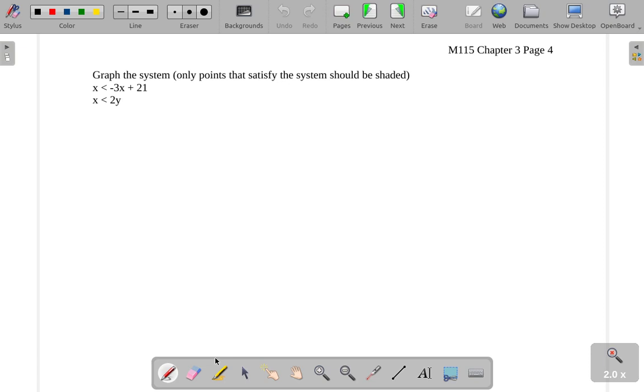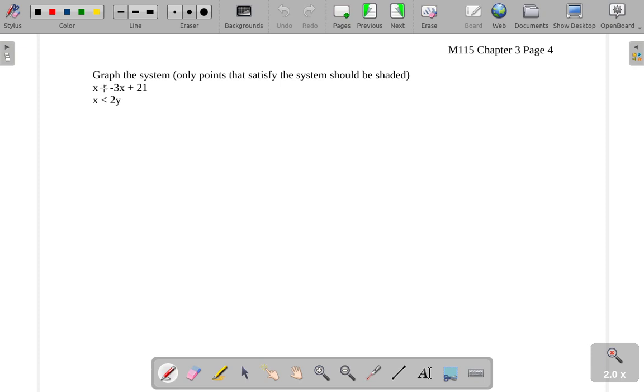Graphing a system of inequalities is very similar to graphing a single inequality, except we should wait until we have all of the information to shade. Because only the points that satisfy the entire system should be shaded. So that means they would have to satisfy, in this case, both of these equations.